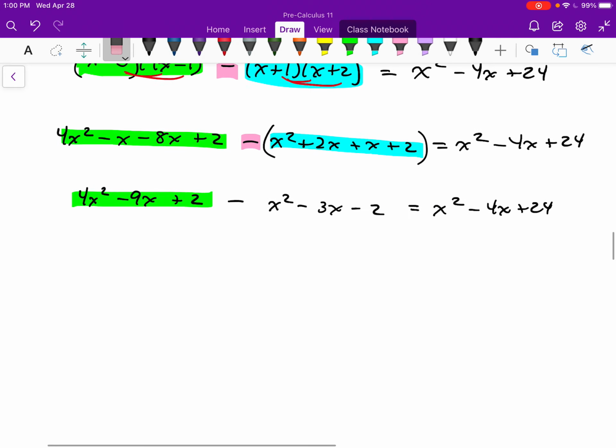And now I'm going to start collecting like terms. So there's a whole bunch of ways I can do this, but I'll do what I did before. I have 4x squared minus x squared. That's 3x squared. Right here I have minus 9x minus 3x. It's minus 12x. And then plus 2 minus 2. It's all gone.